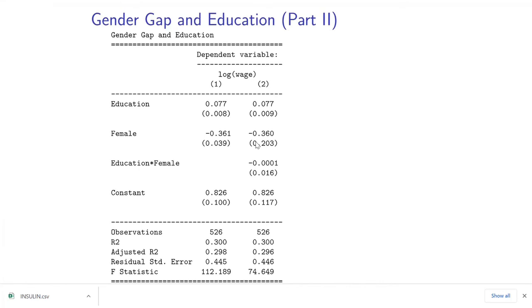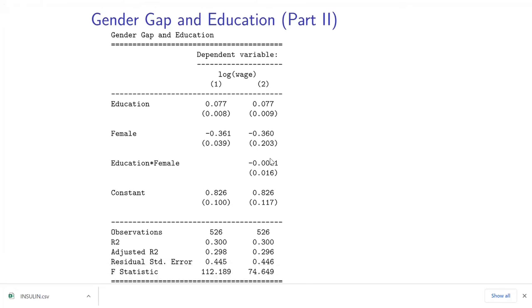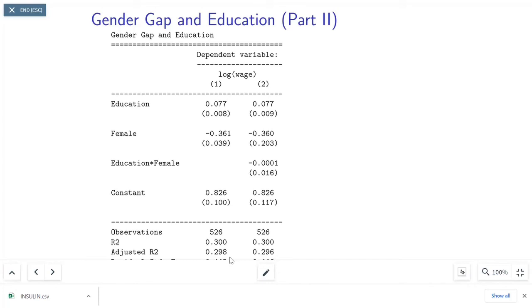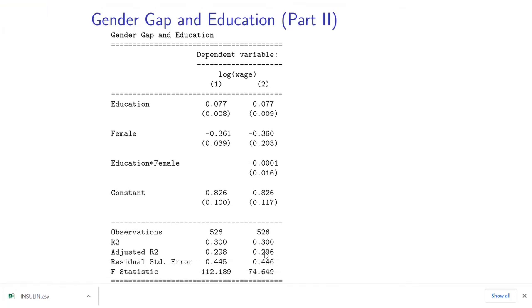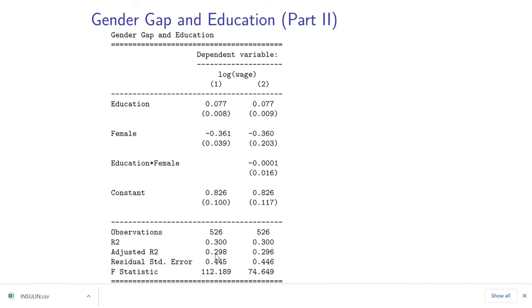Furthermore, a t-test on the interaction term shows that this interaction term is not statistically significant. This means that we shouldn't include this interaction term in the model. The adjusted R-square is consistent with this conclusion, because the first model has a higher adjusted R-square than the second model, and therefore adding the interaction term actually reduces the goodness of fit for the model. Hence, we shouldn't include this interaction term in the model.